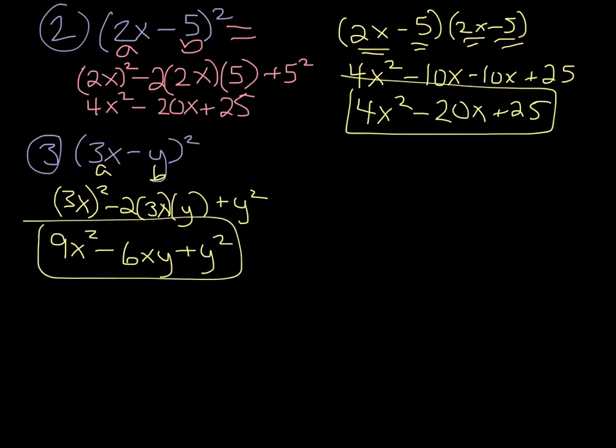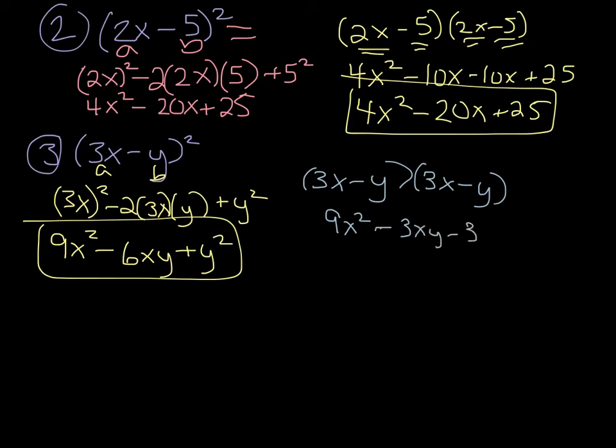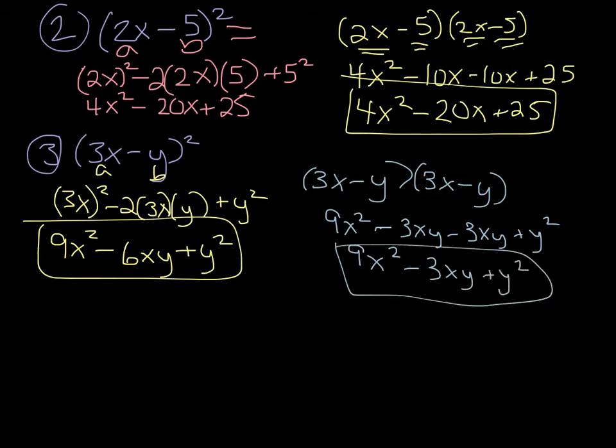Other way to do it is the FOIL method. You will get 3x minus y times 3x minus y. That gives you 9x squared minus 3xy minus 3xy plus y squared. In the end, your answer will be the exact same thing. So whatever method works better for you is fine with me.